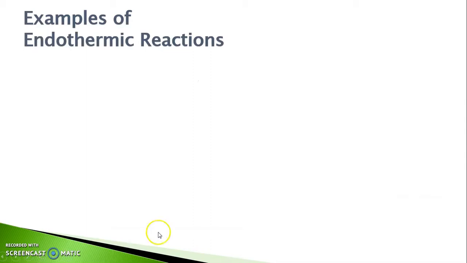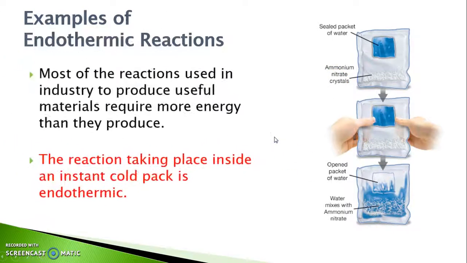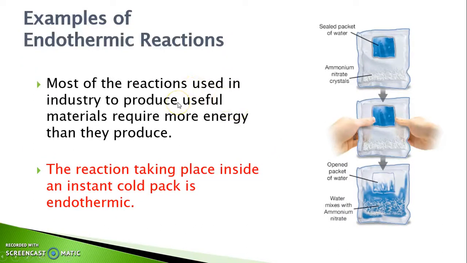Examples of endothermic reaction might be a cold pack. If you ever got hurt at a baseball game or some sporting event, they usually have those little ice packs, and inside you'll see a sealed pack of water and something called ammonium nitrate crystals. When you break that sealed pack of water, it mixes with ammonium nitrate. Most of the reaction is used to actually absorb energy, and it becomes colder. The temperature decreases. So the reaction taking place inside an instant cold pack is what we call endothermic.